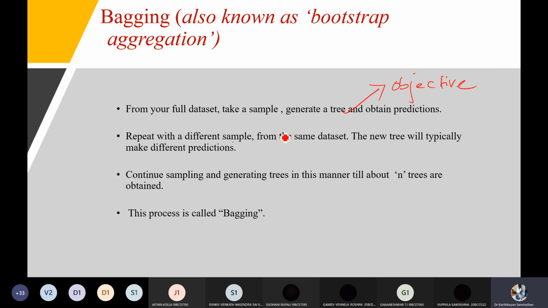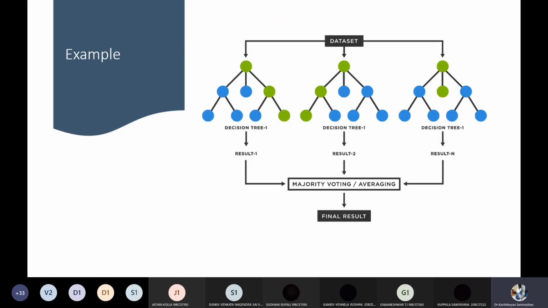Repeat with a different sample from the same data set, a new tree will be formed and make different predictions. Continue sampling and generating trees in this manner until n trees are obtained. This process is called bagging: generating decision trees from the samples until you reach the required number of trees. You can see this algorithm and easily understand what random forest is all about.